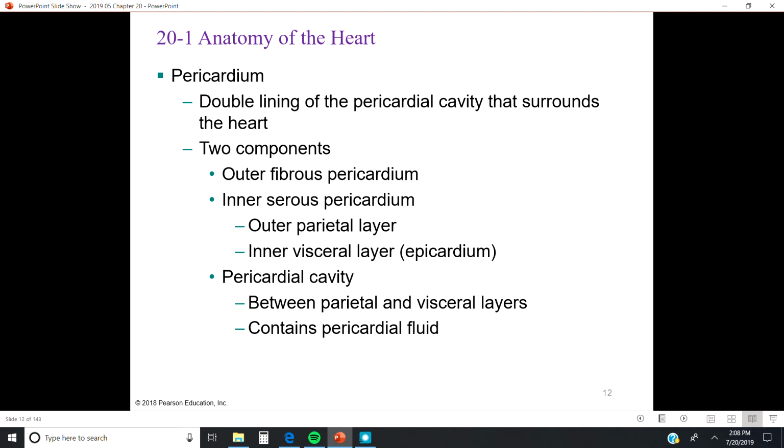Then lining the inside of that fibrous pericardium is an inner serous pericardium. So whenever you see the term or hear the term serous, think of a thin, slippery fluid. This serous pericardium produces a thin, slippery fluid that's going to surround the heart and kind of lubricate the heart and reduce friction. We're going to divide the serous pericardium into two layers, right? Two parts. I'm going to come back to this cavity here in a minute. Let me show you what I mean.